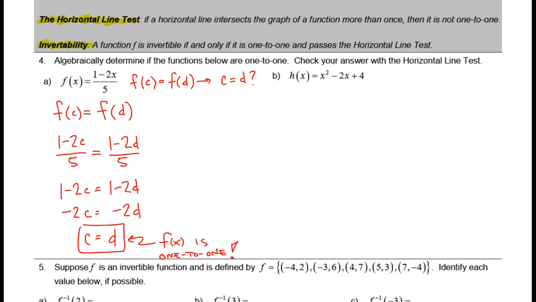Alright, so let's take a look. We're going to do the same thing over here for h. If I set up the equation h of c equals h of d, do I get c equal to d? This one's a little bit trickier algebraically, so hopefully you can follow along here.